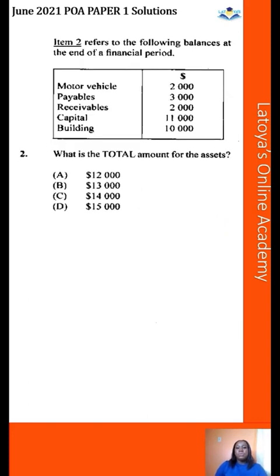Item 2 refers to the following balances at the end of the financial period: motor vehicles, payables, receivables, capital building. What is the total amount for the assets? So the assets here are motor vehicle, receivables. So that's 2,000 plus 2,000 plus 10,000 is going to give me 14,000. So the answer is C.